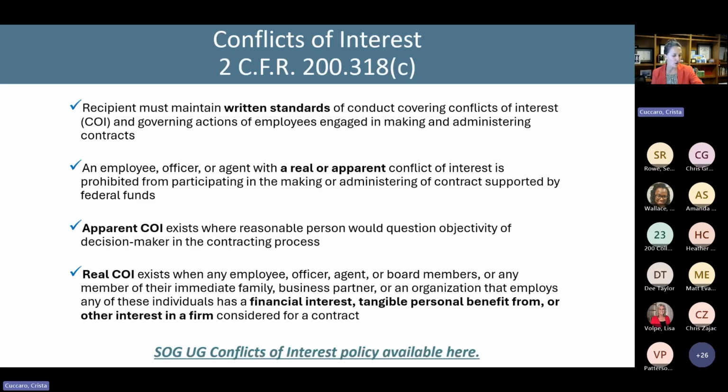So this came up with ARPA, and one of our former colleagues here at the School of Government, Connor Cruz, drafted a conflicts of interest policy. I have it linked here at the bottom of this slide, and it's a good starting point for mapping out and identifying conflicts of interest and how they're to be handled in your organization in a way that complies with both state law and federal rules. So take a look at that policy, see if your policy needs updating, and you can use this as a starting point.